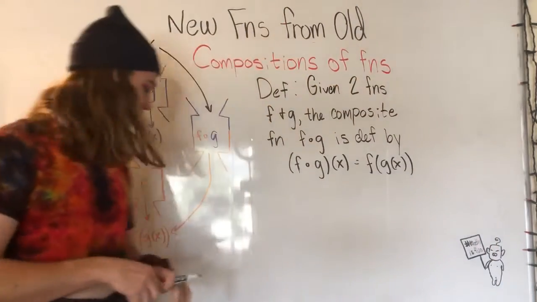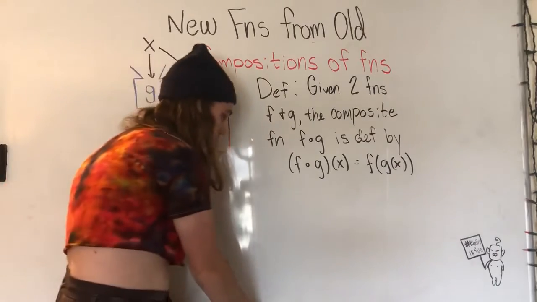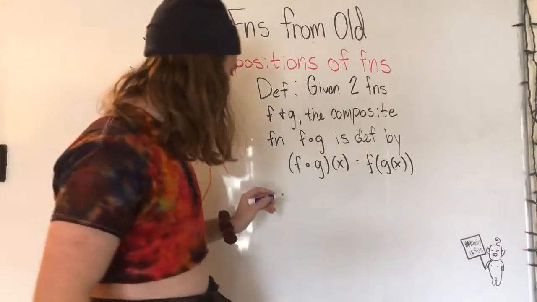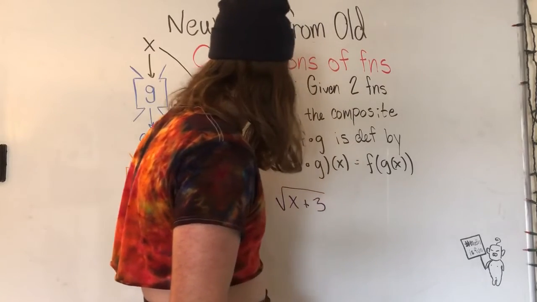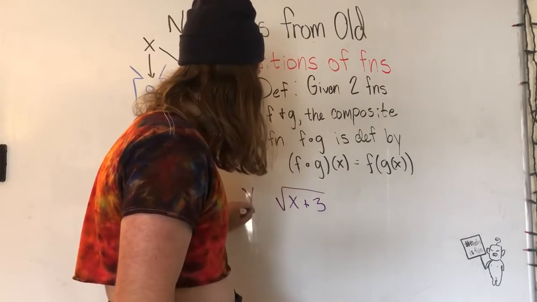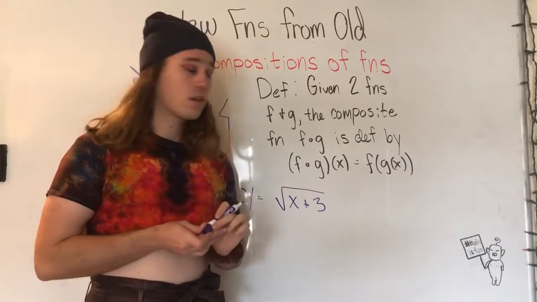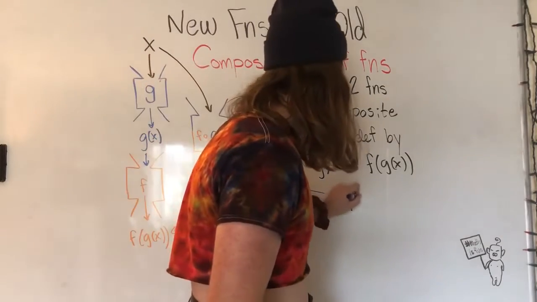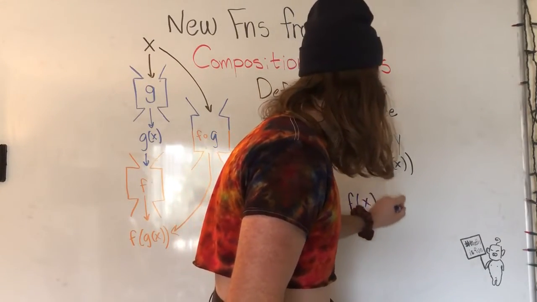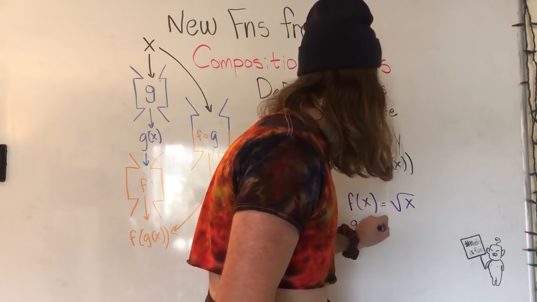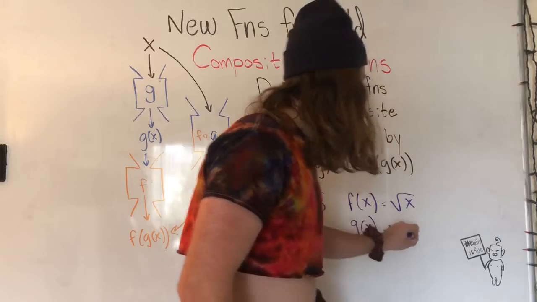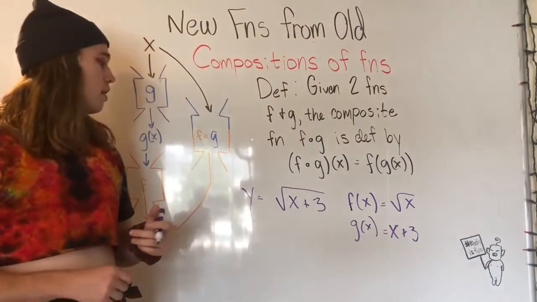So what is an example of a composition of functions? Let's do two. Well, we could have the square root of x plus 3, and that could be y equals that. Well, what are our two functions? Well, f of x will be the square root of x, and then g of x would be x plus 3. Sweet.